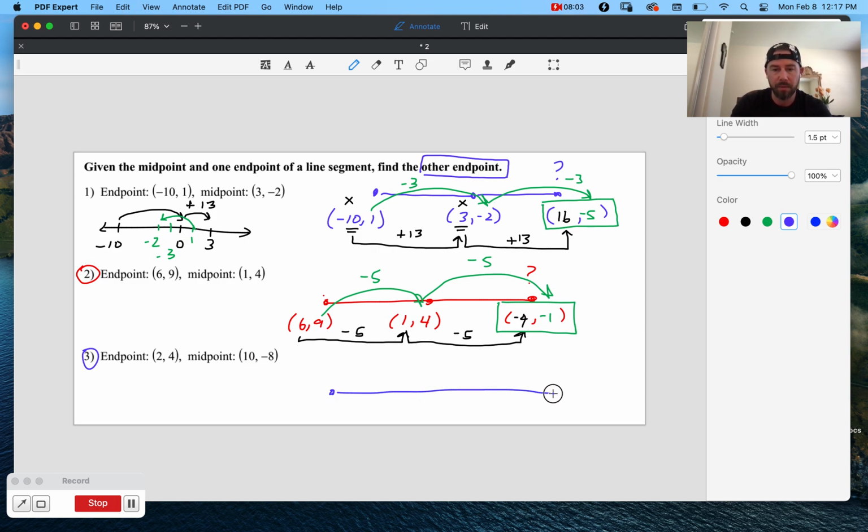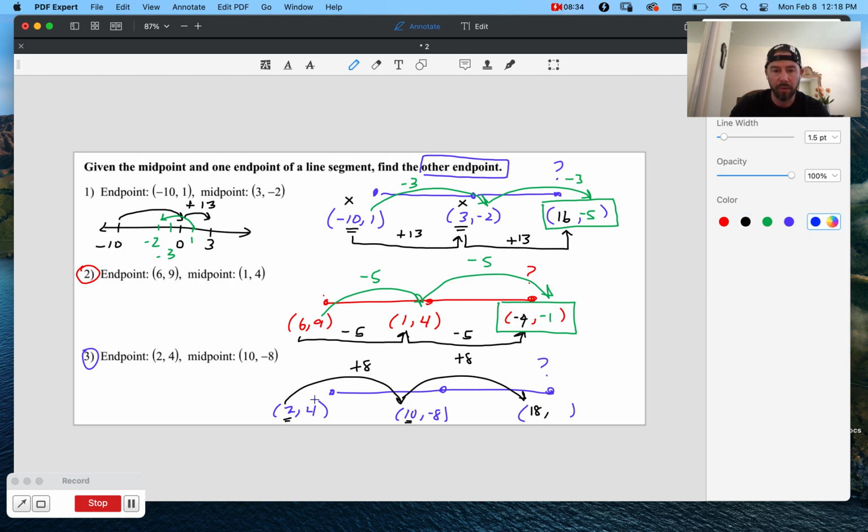And then press play. Okay, so we got (2, 4) here. The midpoint is (10, -8). And what is this other endpoint? Well, it's pretty easy. From 2 to 10, because we're doing our x's, we have to add 8, because 2 plus 8 gives us 10. So we do it again. 10 plus 8, same pattern, gives us 18.